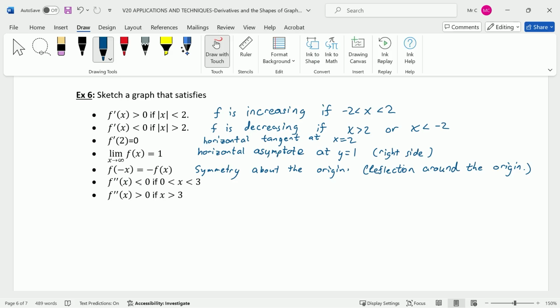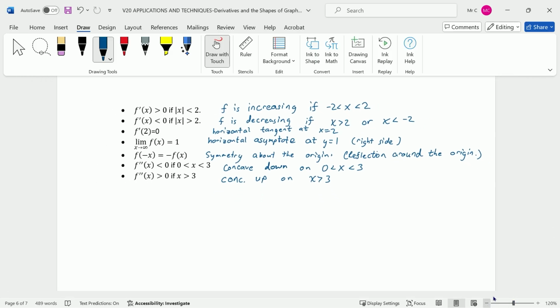F double prime is negative. That means the function is concave down on the interval from 0 to 3. And if f double prime is positive, that means concave up on the interval for x greater than 3.